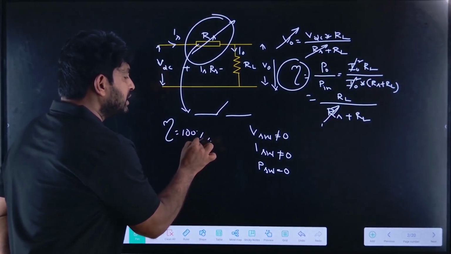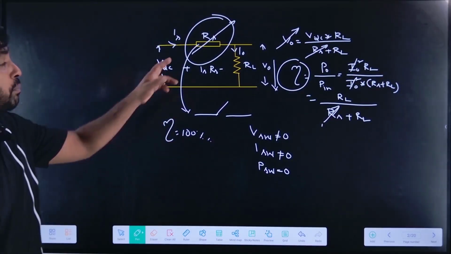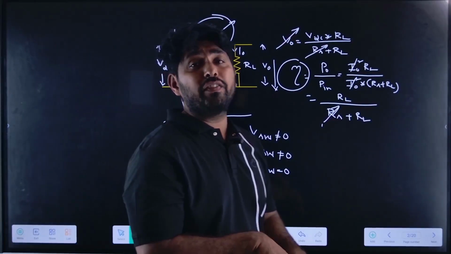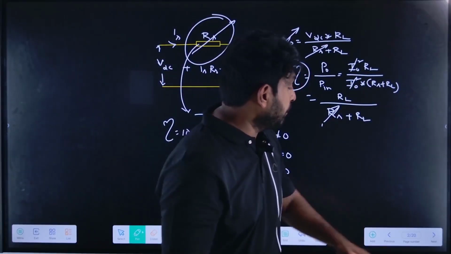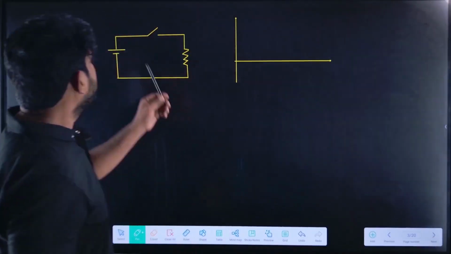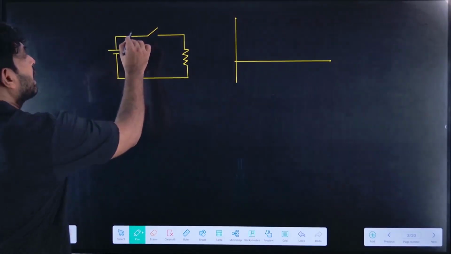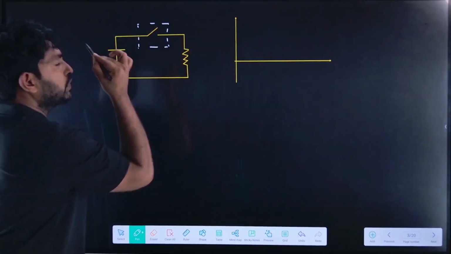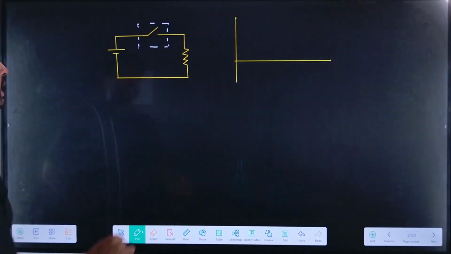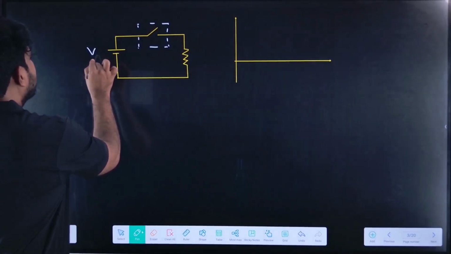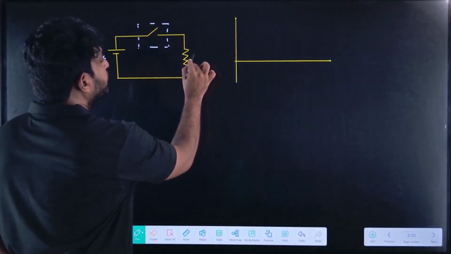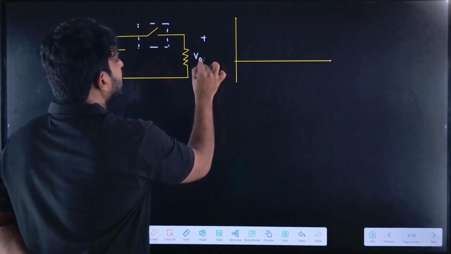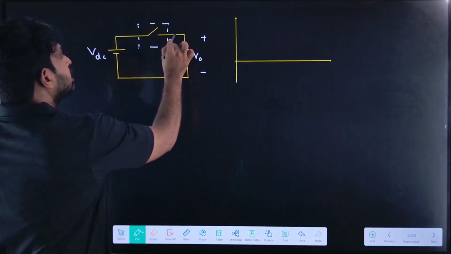I can get the efficiency as 100%. But by using the switch, how can we get the variable output voltage? Let us see. For example, I replace the resistance with the switch. So let us assume that the input voltage is VDC and the output voltage is V0, and the polarity will be assumed like this. So let it be the I0.